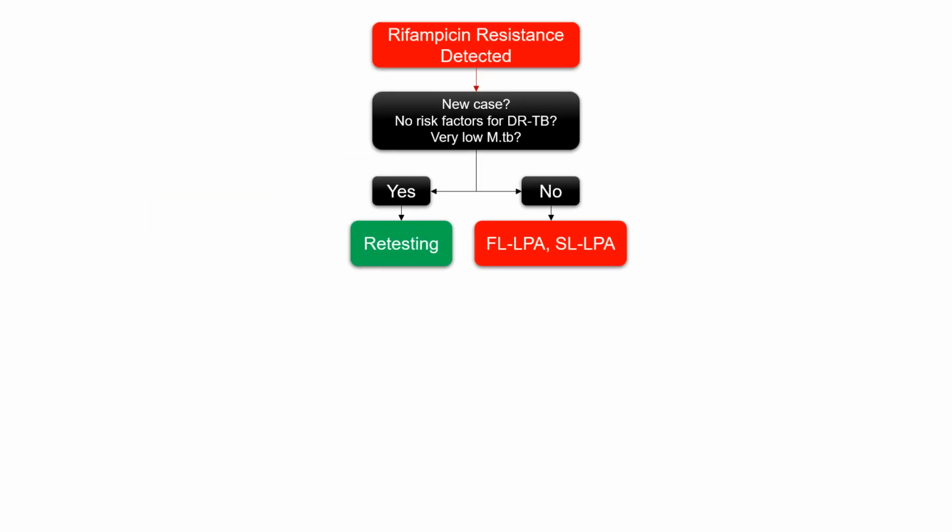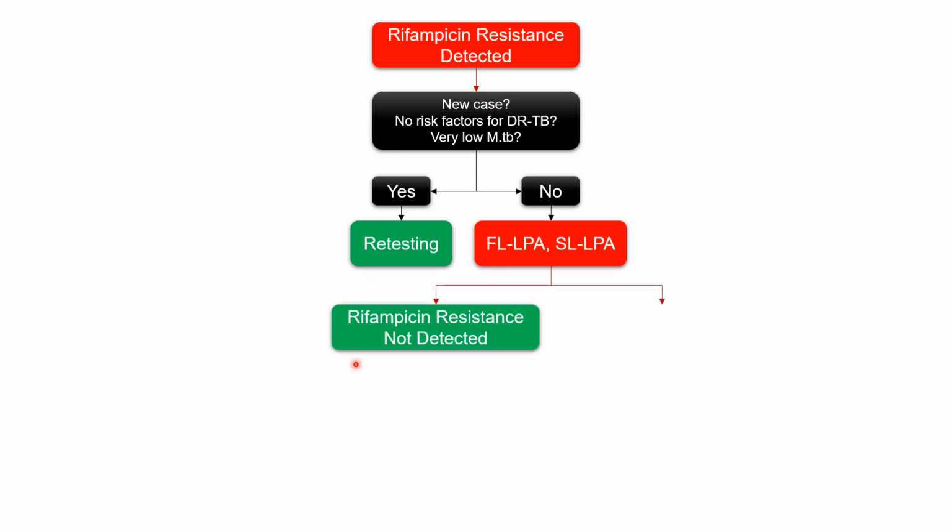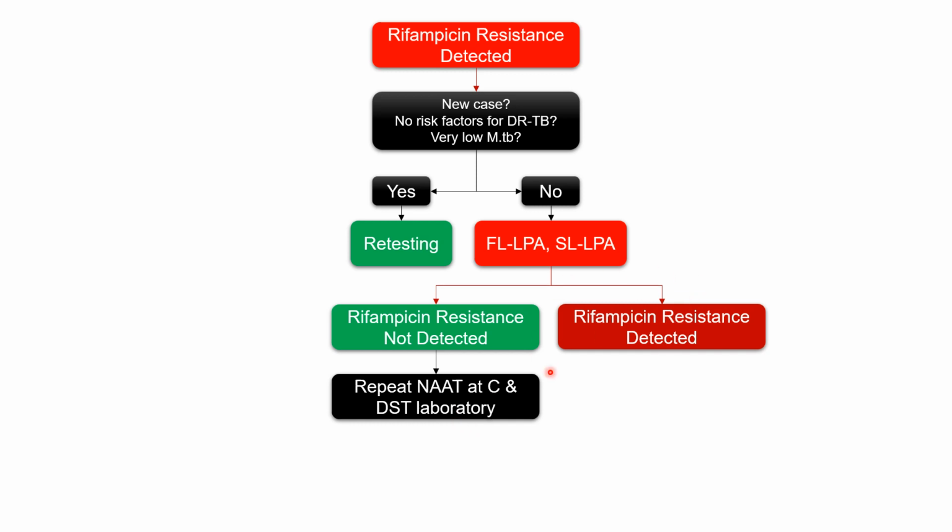Now after taking the patient for first line probe assay and second line probe assay, what can happen? Suppose in this test rifampicin resistance is not detected, then what do we do? Initially rifampicin resistance was detected in TrueNAT, but line probe assay is telling that rifampicin resistance is not detected. That means our line probe assay and TrueNAT testing is not matching. So what do we have to do? We have to repeat the NAT, and culture and drug sensitivity testing has to be done so that the actual picture can be known.